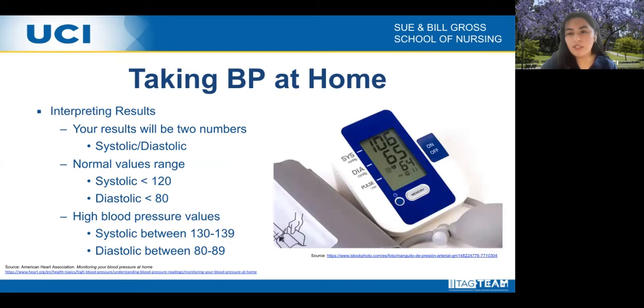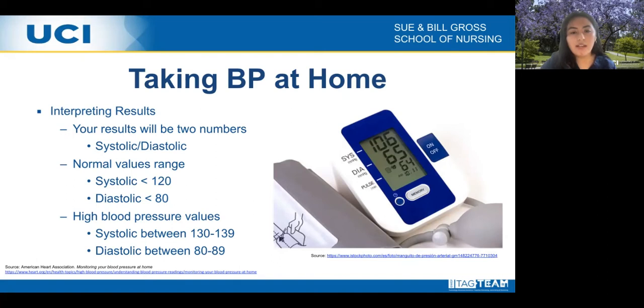And then in this specific picture I show, there is a third number, which is actually your heart rate. Not all monitors show the heart rate, but some do. But just the numbers you want to focus on are the systolic and the diastolic. Normal values for blood pressure is for systolic below 120 and for diastolic below 80. And then hypertensive values for systolic are between 130 and 139. And for diastolic, it's between 80 and 89.